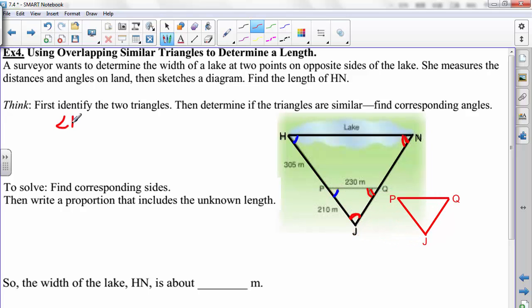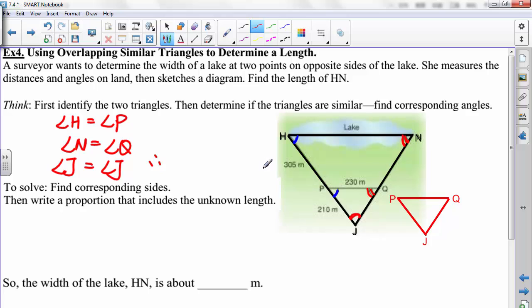Angle H corresponds to angle P. They are the same. Angle N corresponds to angle Q. They are the same. Angle J equals angle J. This is a common angle that both of the triangles share. So I find all the corresponding angles are equal. Then I can determine these two triangles are similar.